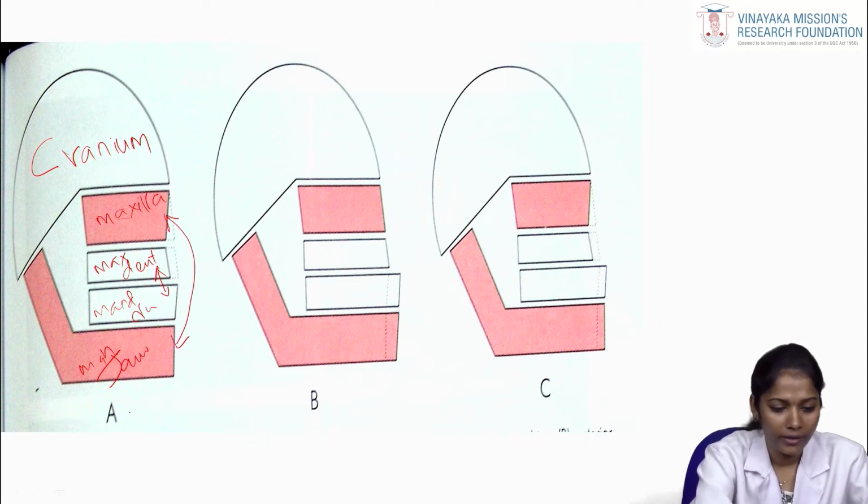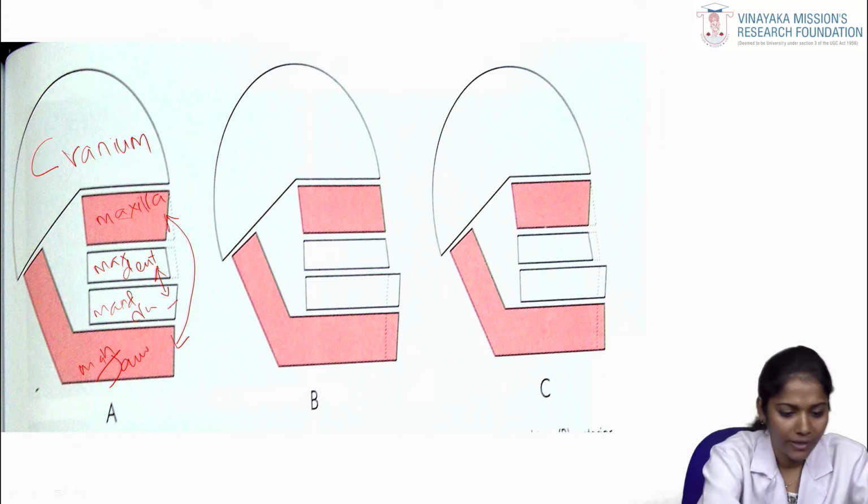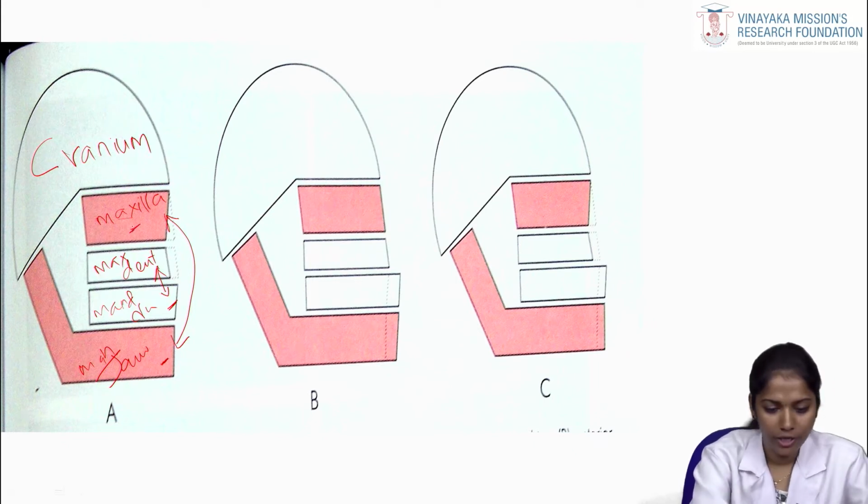So, in diagram A, you can see that your maxillary dentition is quite away, and your mandibular jaw is quite out from your maxillary jaw base.